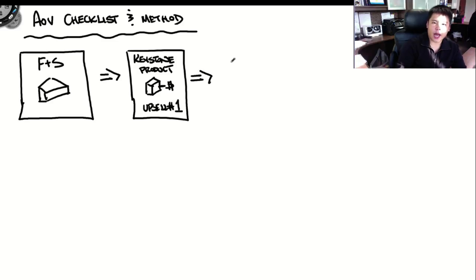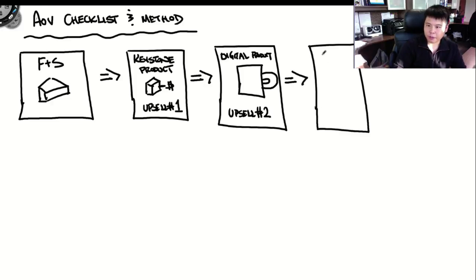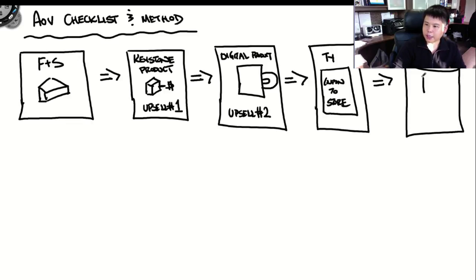From here, what happens is that you would then want to actually sell, okay, this is supposed to be a DV, a digital product. Okay, and that's your upsell number 2. From here, you would go to the thank you page, coupon to store. And then from here, it will go into your email database.